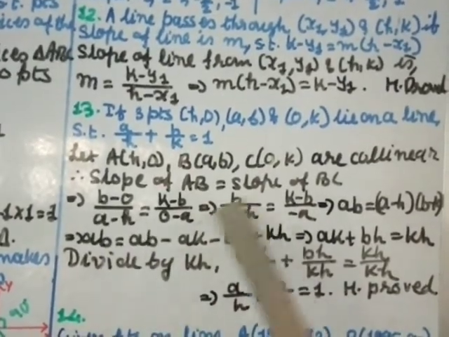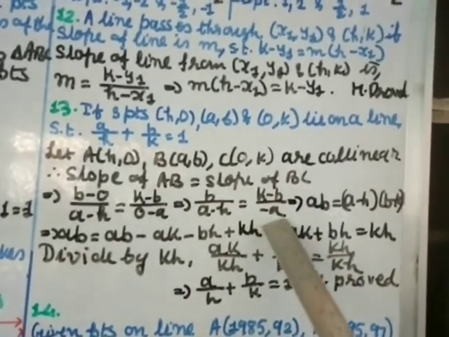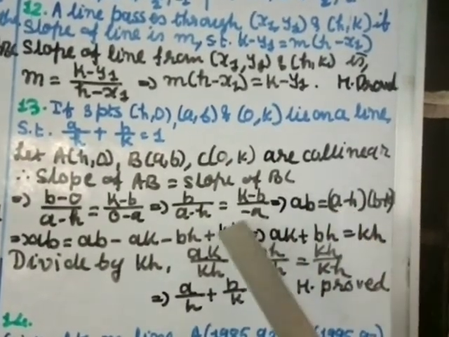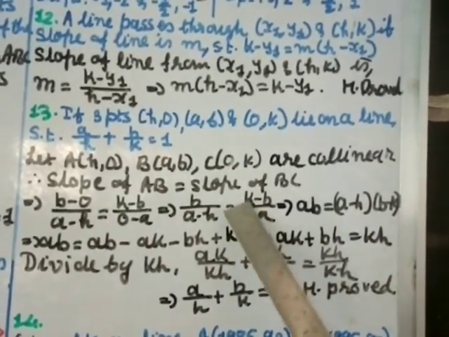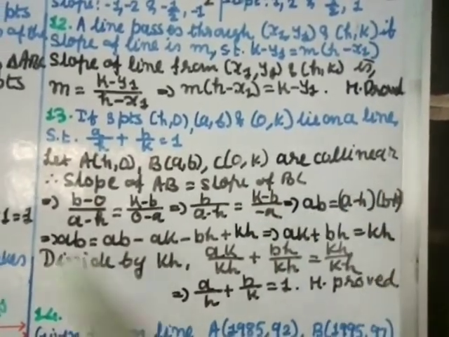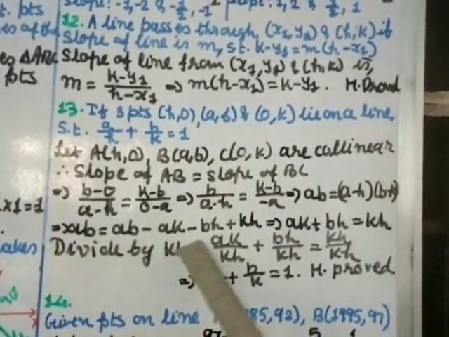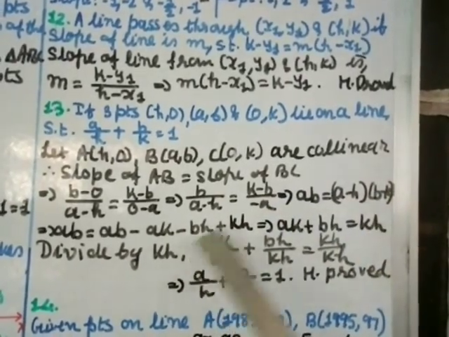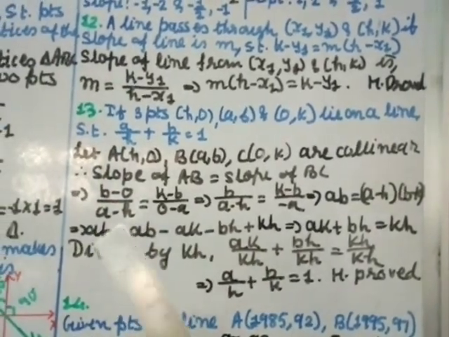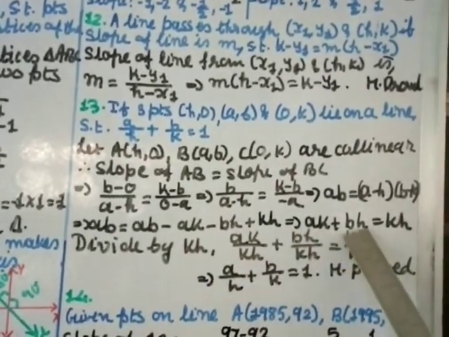So here remains b by a minus h equal to k minus b divided by minus a. This a you transfer over here, so ab equal to a minus h transfer over here, so (a minus h), and this minus you multiply here, so minus k, and b will become minus minus plus, so (b minus k). Okay, open this bracket, so ab equal to a into b, ab, a into minus k is minus ak, minus h into b is minus bh, and h into k both are negative, so plus kh. This ab if you transfer over here, it will cancel. Now these two negative terms I am transferring over here, so you get ak plus bh equal to kh.